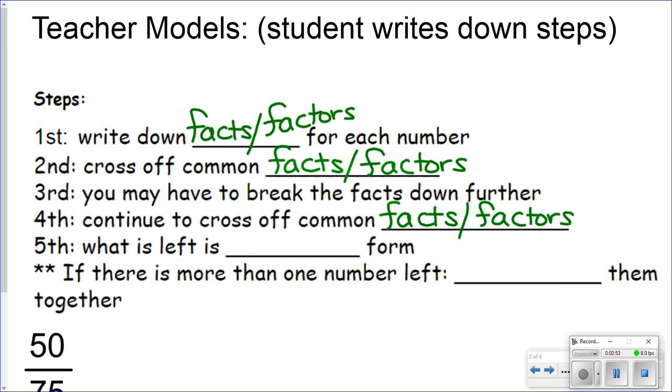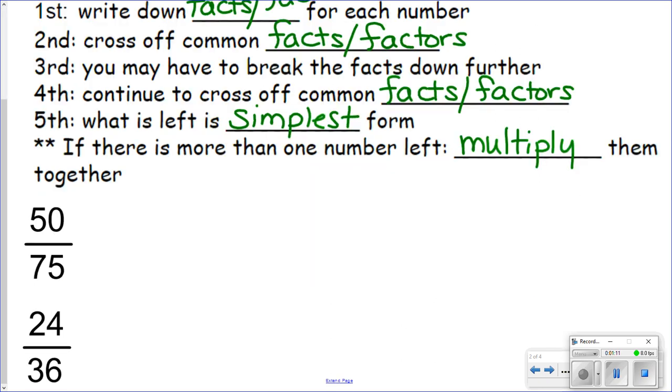Fifth, what is left is simplest form. If there is more than one number left, multiply them together. We're going to do a few of these examples together just to make sure that you understand.